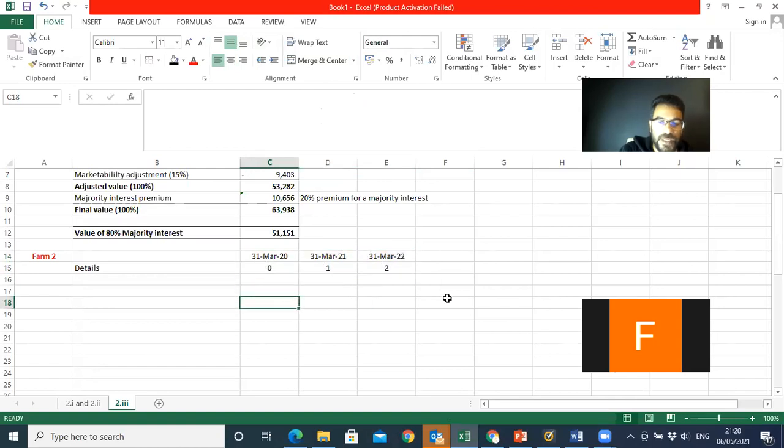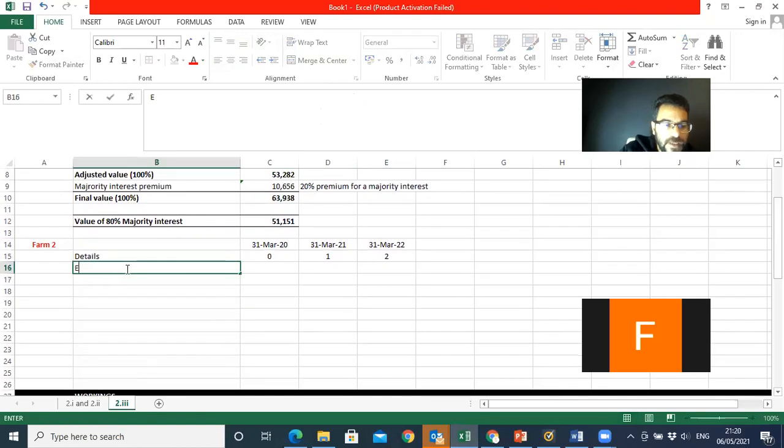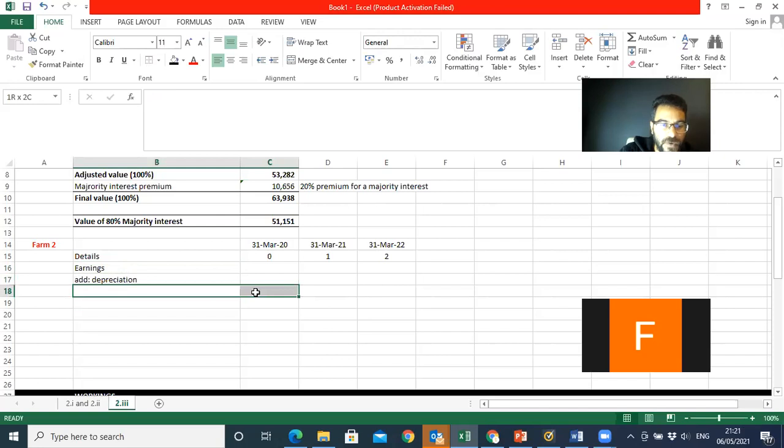So that's what we will be doing. All we're going to do now is work out our earnings. But remember, we want cash flows. So we want earnings, then we're going to subtract depreciation, add... I'll explain why we add depreciation. And that will give us our free cash flow.